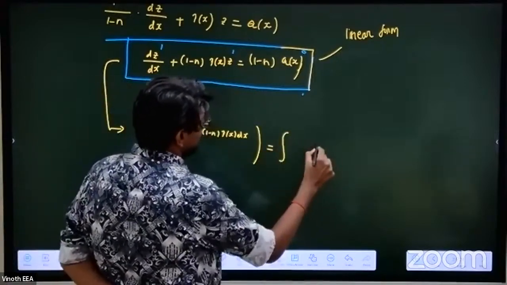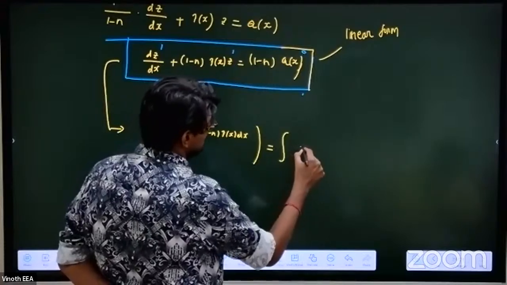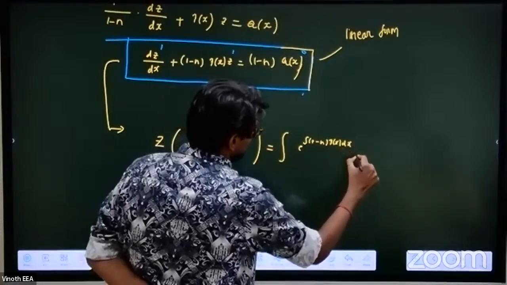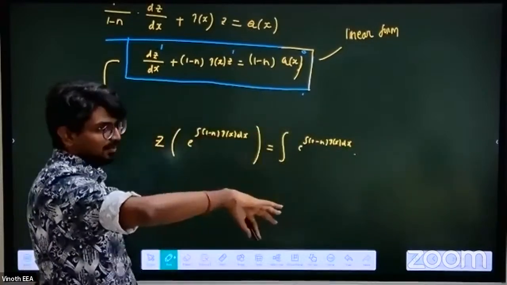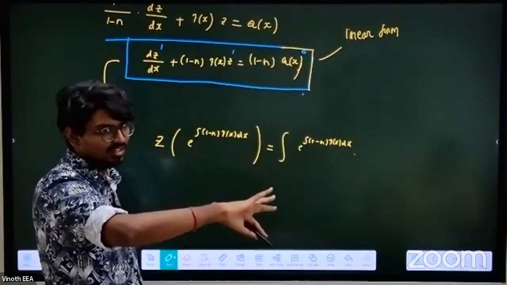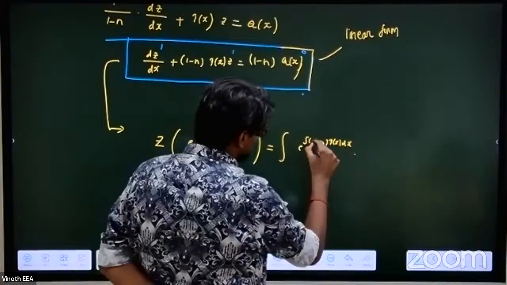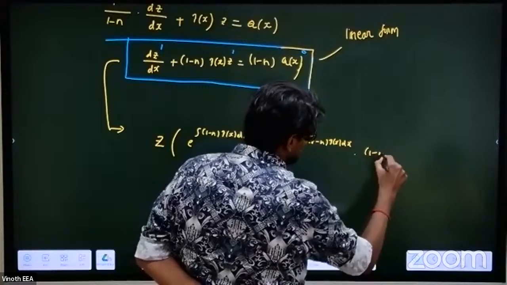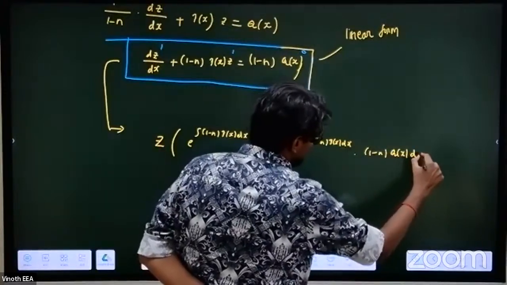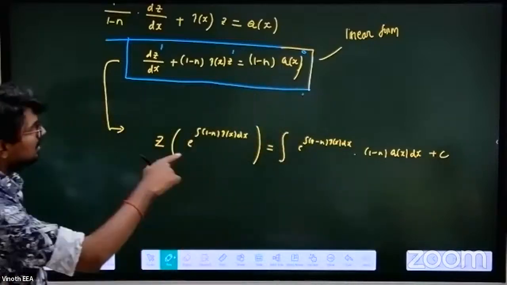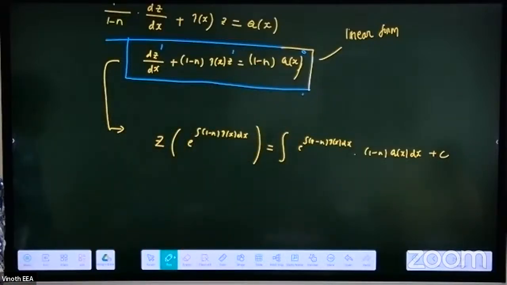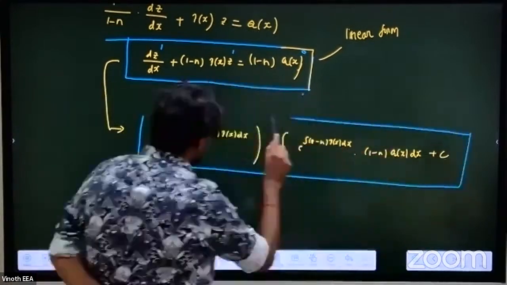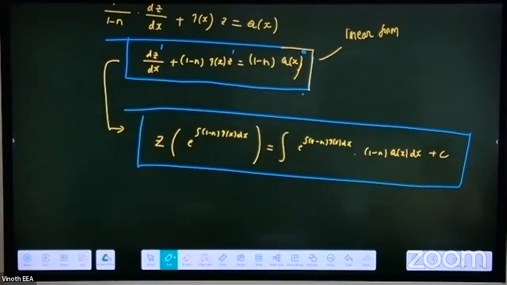integral over integrating factor into q of x. Integrating factor is e power integral over 1 minus n into p of x dx, into the right hand side term, the complete right hand side term, not only q of x. The complete right hand side term is 1 minus n into q of x, dx plus c. If I solve this, I will get z as a function of x. Okay, we can copy this also. I'll get z as a function of x, and finally I need to replace it as y.